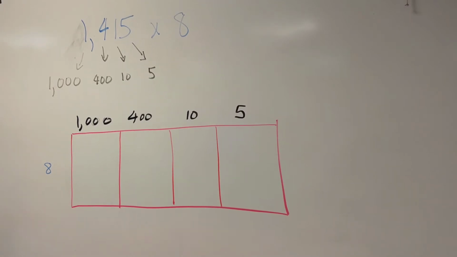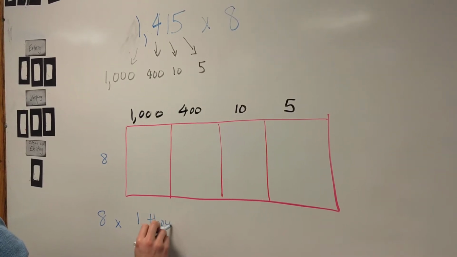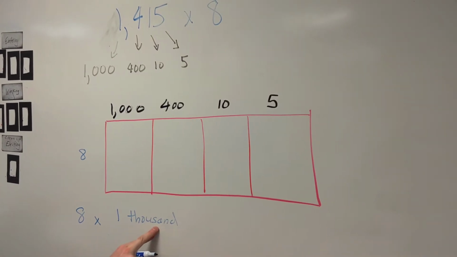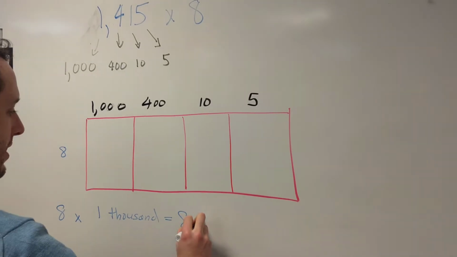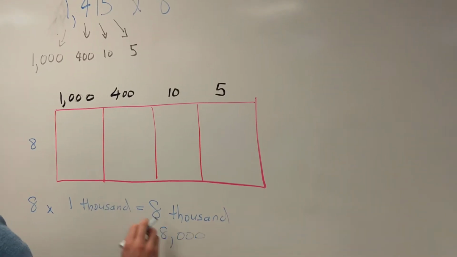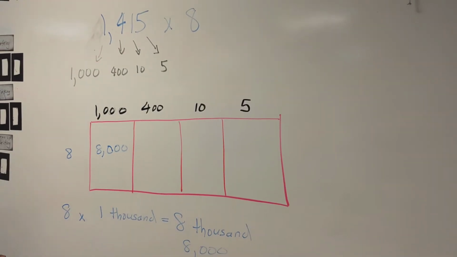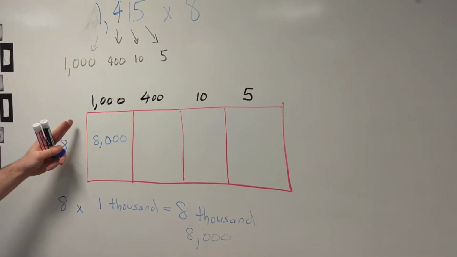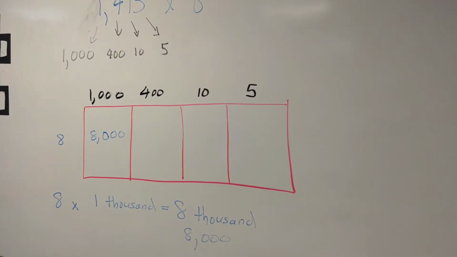All right. So if I multiply 8 times 1,000, 8 times 1 is 8, and I still have my thousands, so that's 8,000. And I'm going to record that product in my box. It's just like you're solving for area. If this was my length, 8, and my width is 1,000, my area is 8,000.